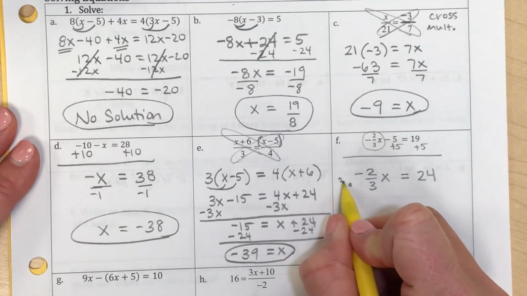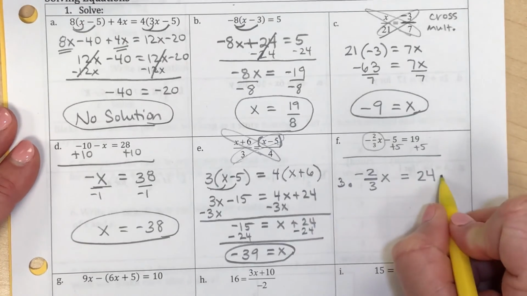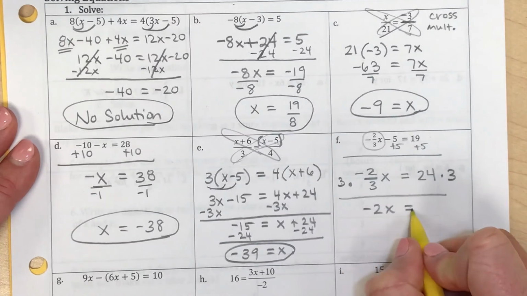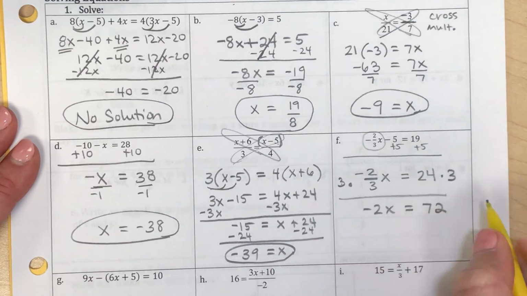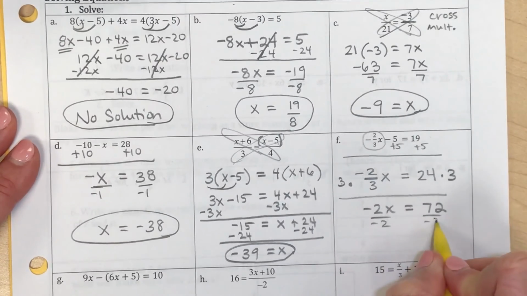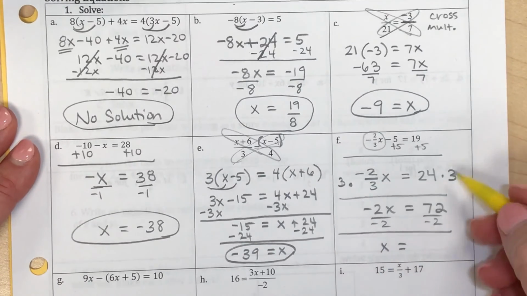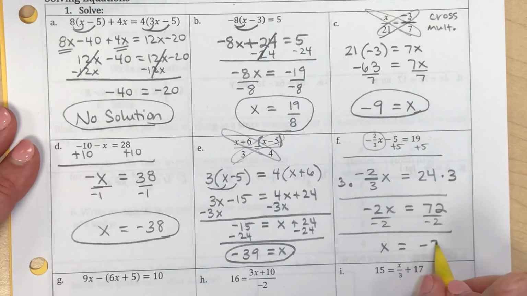First, I'm going to start by undoing the divide by 3 by multiplying both sides by 3. And 24 times 3 is 72. And now I'm going to divide by negative 2. So I just like to do it in 2 steps, but you can absolutely do it in 1. Just multiply by reciprocal. And here, you're going to get negative 36.